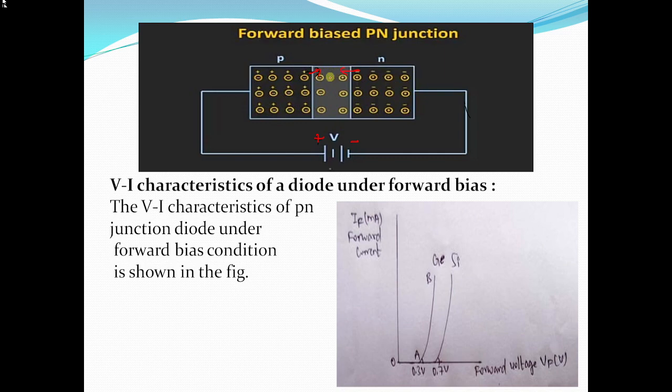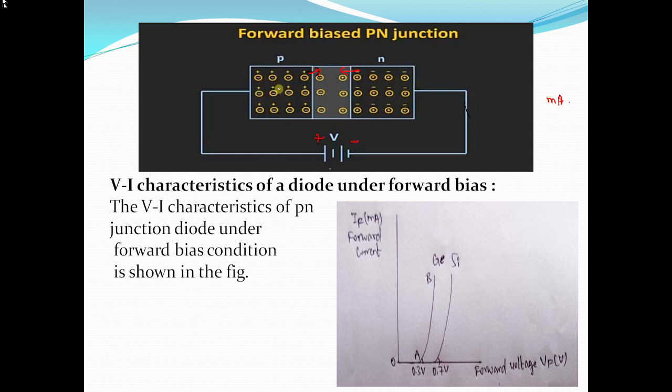It means it is no more a depletion region. After some time the depletion region disappears. Initially the width of the depletion region decreases, and after some time it disappears. Electrons are free to move from the N region to the P region and holes are free to move from the P region to the N region. So this results in the flow of current. In forward bias, the current is measured in milliamperes.